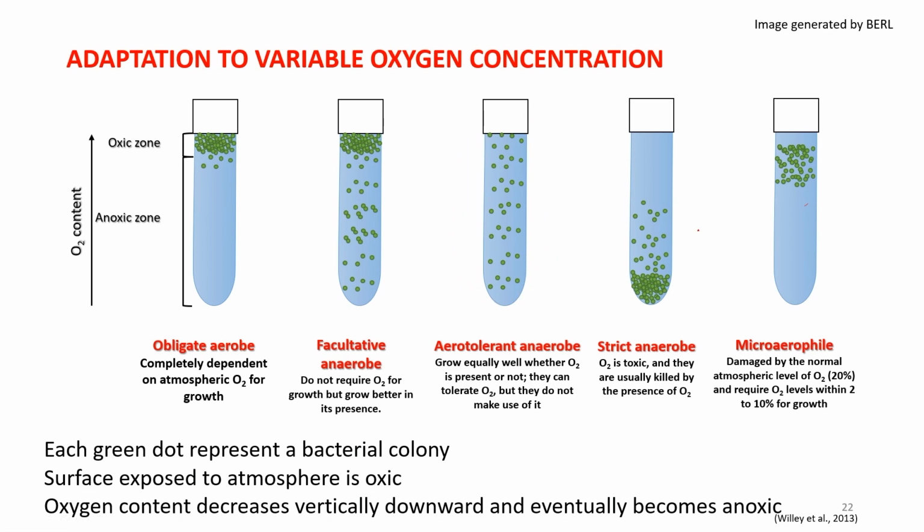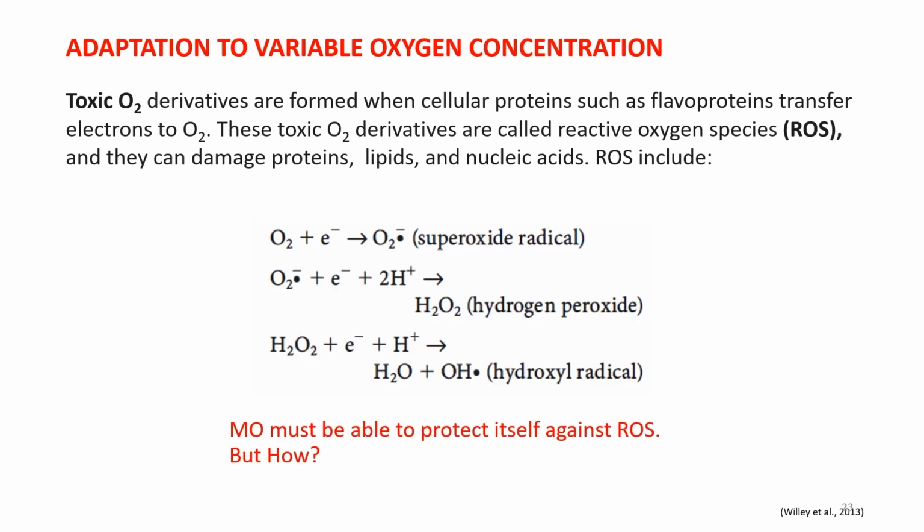Then there are strict anaerobes. Oxygen is toxic to them, and they are usually killed by the presence of oxygen. And this is the microaerophile, damaged by the normal atmospheric level of oxygen of roughly 20%, and requiring oxygen levels within 2 to 10% for their growth. So, they will survive well under a little bit of submerged condition.